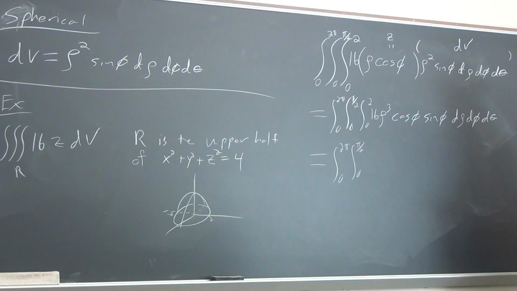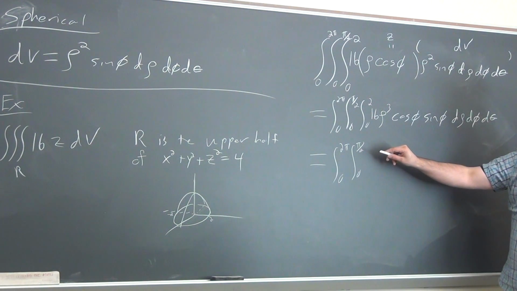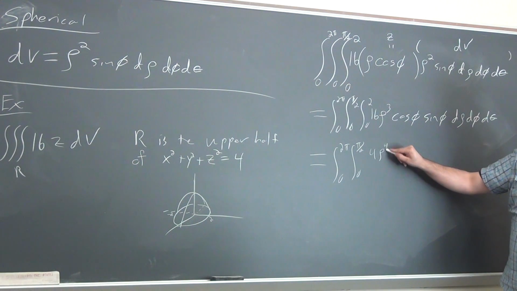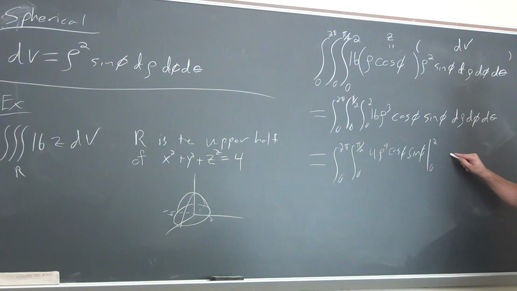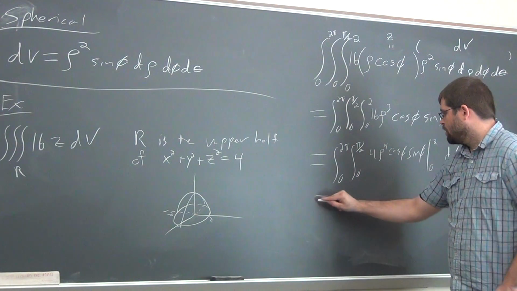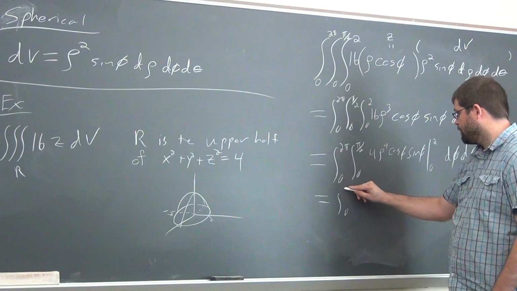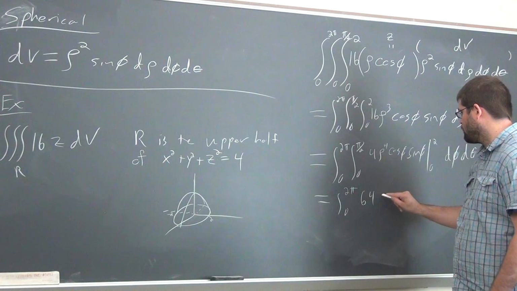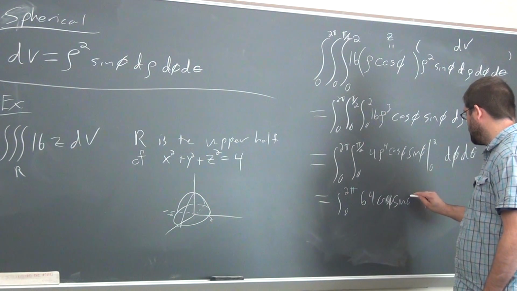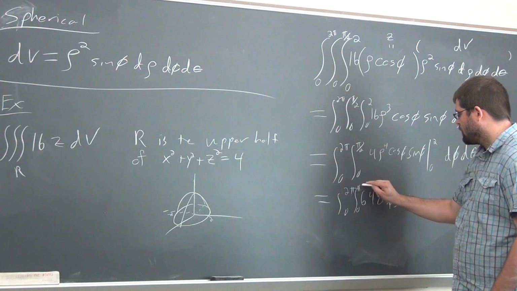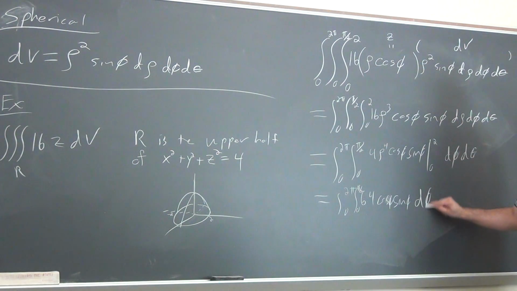All right, that 16's been there all along. So what did you get then? You should get 4 rho to the 4th cosine phi sine phi, theta from 0 to 2 pi, right? And so plug that in, 64 cosine phi sine phi, phi from 0 to pi over 2, d phi d theta. This time let's do it the other way.